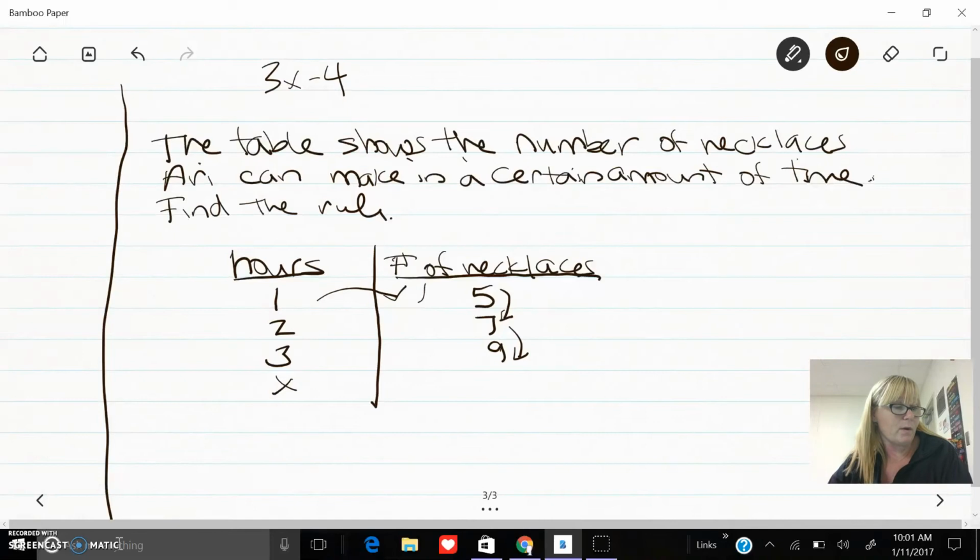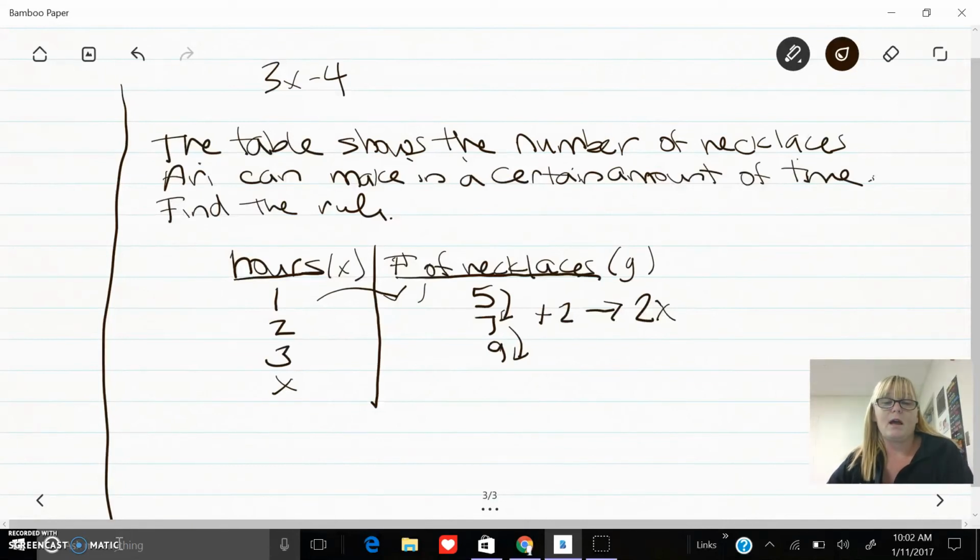All right, so this is where it gets a little confusing. I can't multiply to get from 5 to 7 or 7 to 9. The numbers are going up, so my only other option is to add. Okay, 5 plus 2 is 7, 7 plus 2 is 9. All right, whatever you put here is going to turn into a multiplication problem, because I have to do something to x, which is this, to get to the number of necklaces. Okay, I can't just ignore the hours because that's important.